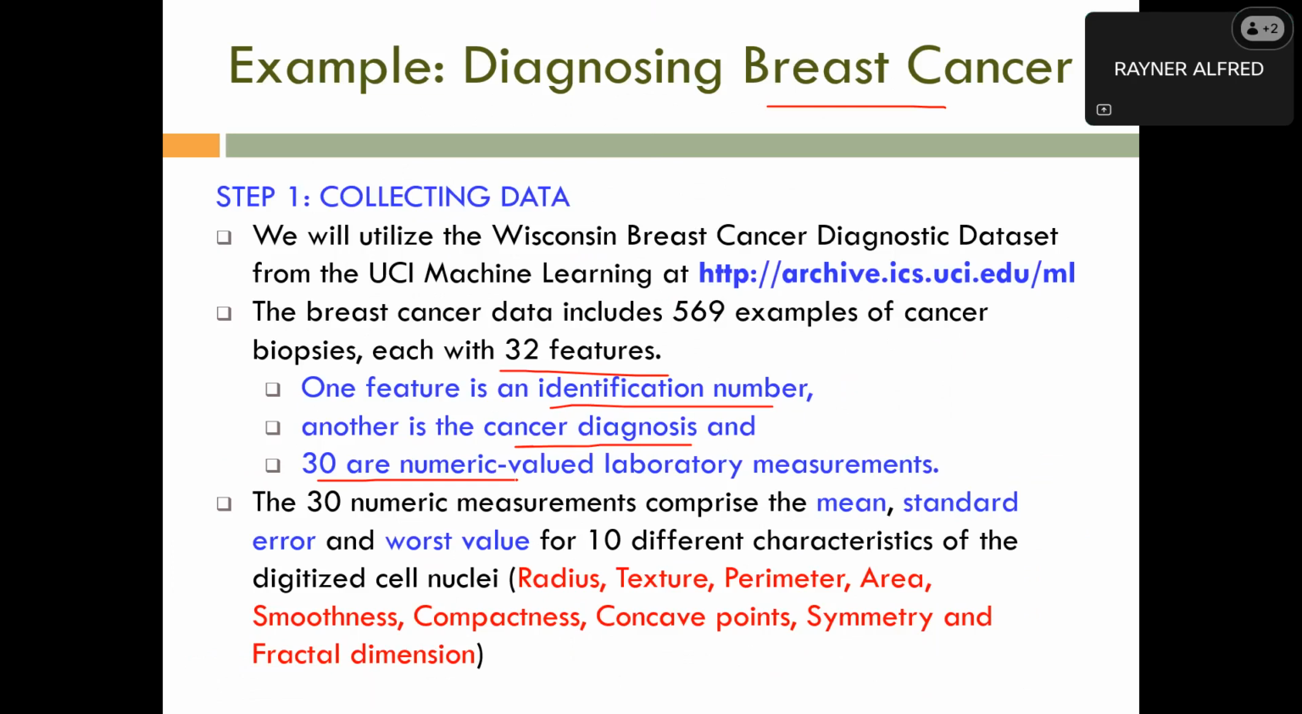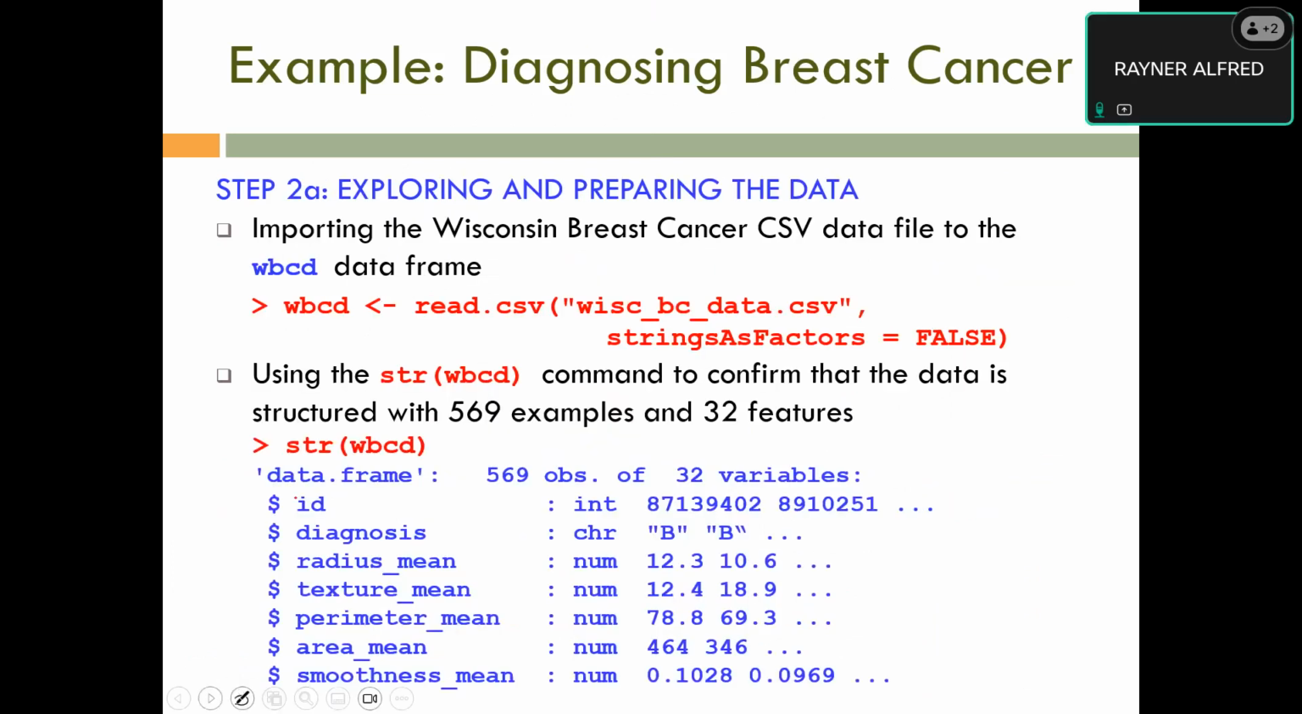Okay, so this one is reading the file from the Wisconsin breast cancer data. So we read it, okay, so we will have this. This one is stringsAsFactors false, so that's why this one is a character. So we need to change them into a label.